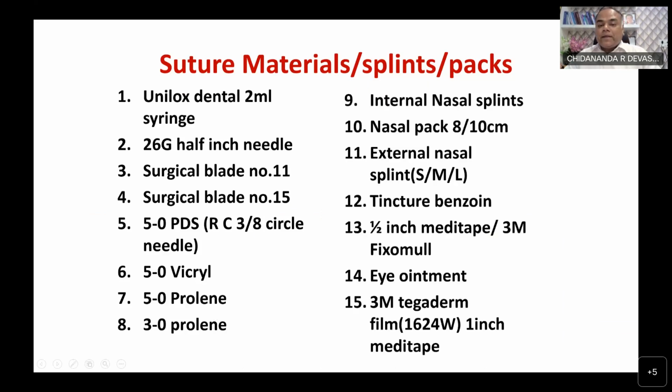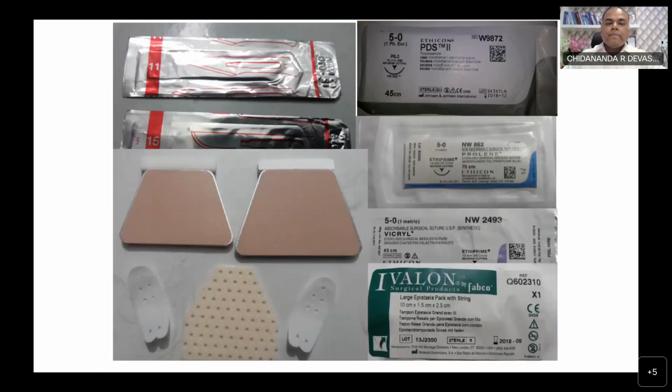Internal nasal splint, nasal packs, external nasal splints. Okay, and then tincture benzoin. All these are important materials for rhinoplasty. One must keep all these materials whenever you operate in a different hospital. Sometimes you may not get all these materials, so it is always better to keep the materials along with you whenever you go to surgery.